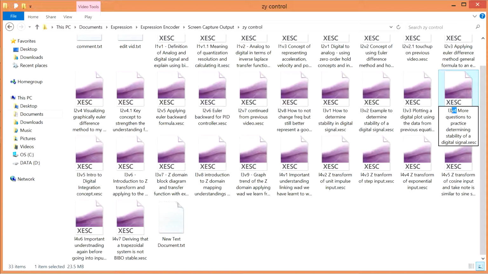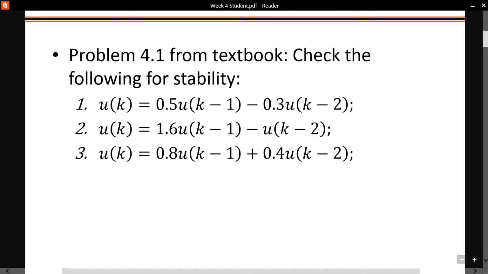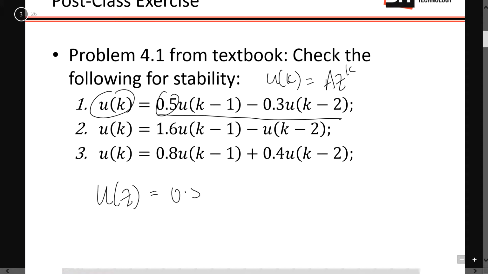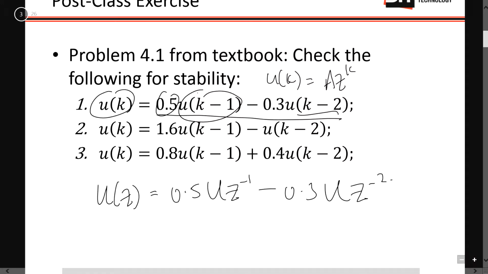If you still remember L3V8, the video talking about a lot of practice questions dealing with this thing over here. We actually sub in u(k) equals a z^k, and then we do a lot of stuff. Actually we have a cheat code to solve this problem with just a few steps. Knowing all the z-transform stuff, we know that u(k) is simply U(z), equals 0.5, we keep it over here. Then u(k-1) is simply U(z) z^-1, and minus 0.3 u(k-2) is simply z^-2. In fact, I should write properly, this should be U(z), in case you don't know what I'm writing.